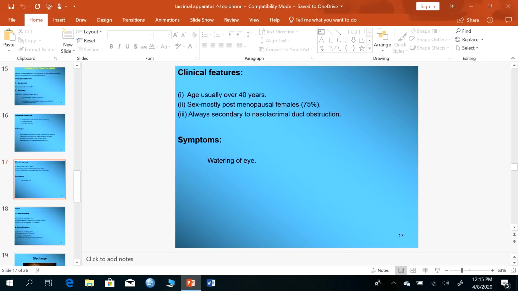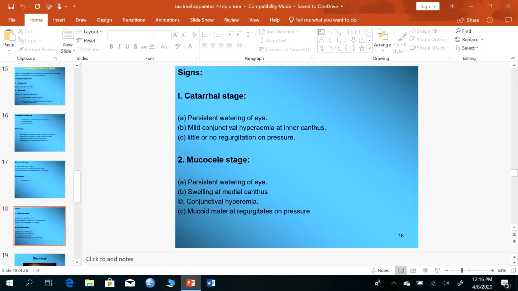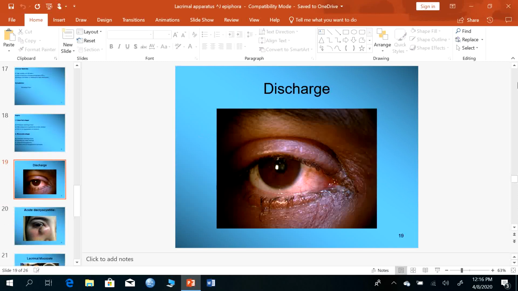Usually these are females above 40 years, and almost always it is secondary to nasolacrimal duct obstruction. Symptom is watering of the eye, and initial signs are persistent watering and conjunctival hyperemia, which later on turn into the mucosal stage, when there is not only persistent watering of the eye, but also swelling at the medial canthus observed. Here you can see there is mild discharge on the medial side of the eye and slight upper lid swelling.